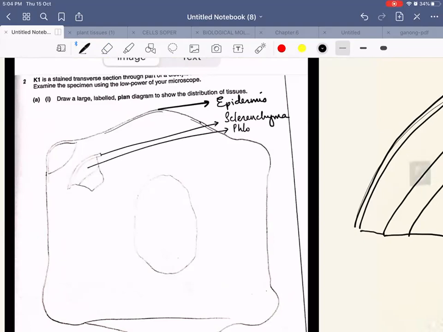Phloem. If you can see cambium, it's well and good. If you can't, then you simply label xylem, right? And that's about it. If you want to label parenchyma, you can label parenchyma as well.